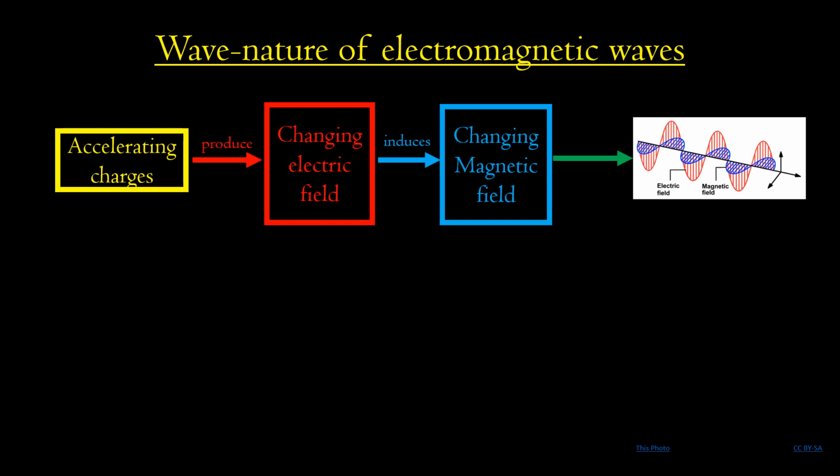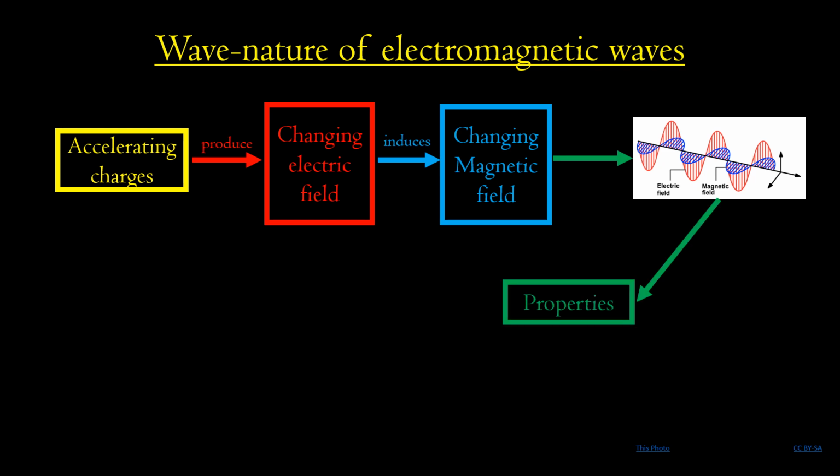Propagation of electromagnetic waves can be described as mutual induction. The changing electric field is responsible for inducing the magnetic field, and the changing magnetic field is responsible for inducing the electric field. So they mutually induce each other.